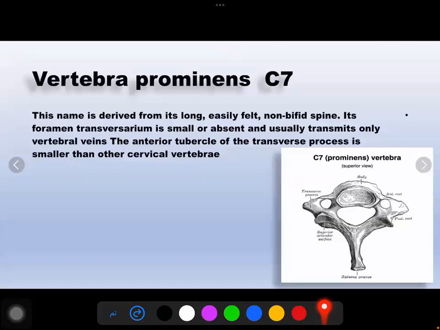The C7 vertebra is characterized by a long spinous process. It is the only vertebra of the cervical spine that does not have a bifid spinous process. The foramen transversarium is small and carries only the vertebral vein. It does not carry the vertebral artery.